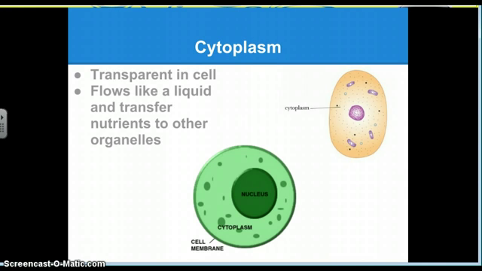Which brings us to cytoplasm. And cytoplasm is transparent in the cell. We can't see it. It flows like a liquid to transfer nutrients to other organelles. So it's basically the flowing inside the cell. It keeps everything flowing, gives everything else nutrients.